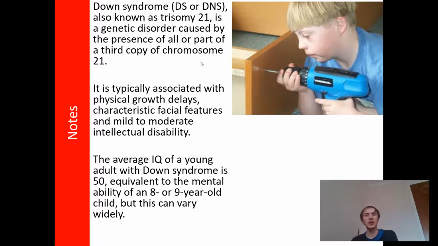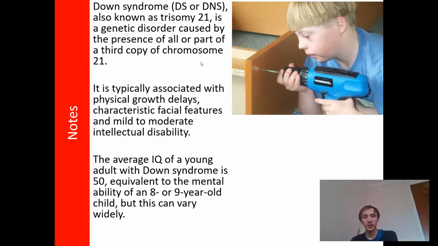Now, obviously, this is entirely survivable. There are lots of people living very happy lives with Down syndrome, but it does cause issues. Unfortunately, the major issue for their lifestyle is this intellectual delay. You're looking at most people with Down syndrome having the mental ability of somewhere around an 8 or 9-year-old child. But there is a lot of variation there, and as I say, different people are different, like with everything.